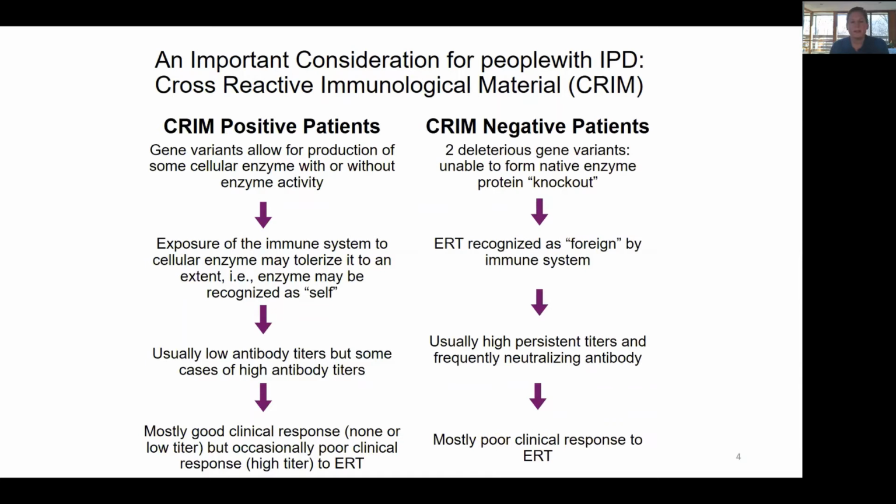On the other side of the spectrum, the more severe case is the CRIM negative patient with two deleterious gene variants who have no native enzyme. Sometimes this is called a knockout, where there's no protein or enzyme made. And ERT is recognized here as foreign by the immune system, and usually these patients have high persistent antibody titers and a poor clinical response to enzyme replacement therapy.